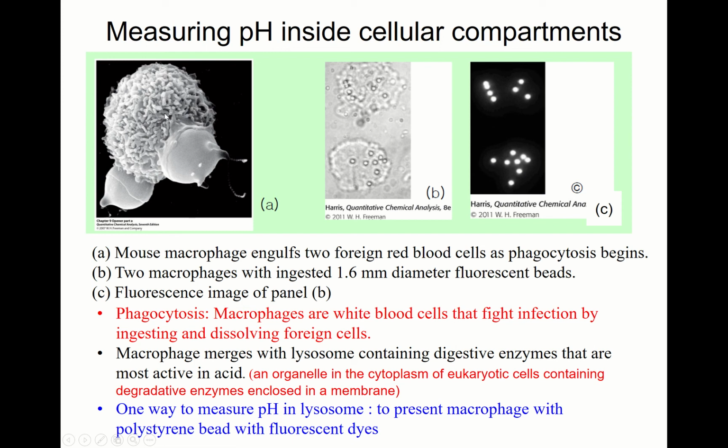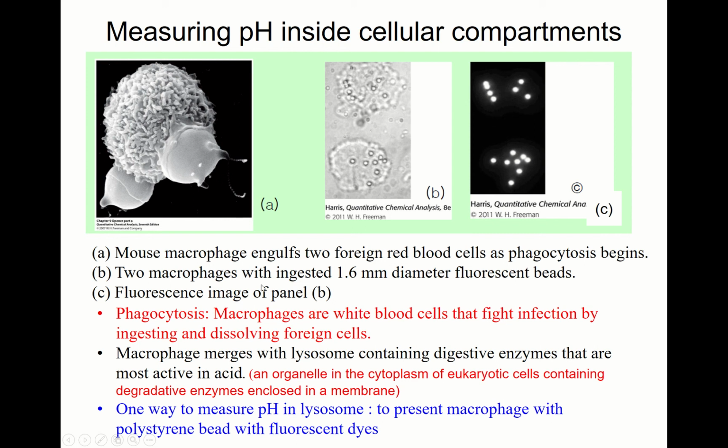One way is to use fluorescence measurement. Here this second picture shows two macrophages, and each has a small bead inside. That bead is a 1.6 micrometer diameter fluorescent bead. Now it has ingested this fluorescent bead. The panel C shows the fluorescence image of this panel.